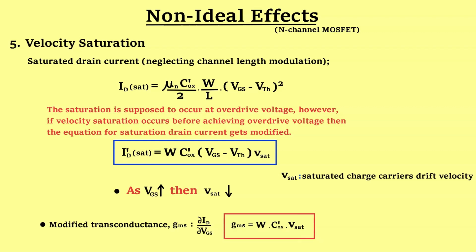Similarly, we have modified transconductance, which is equal to depletion width times capacitance per unit area times saturation velocity. This transconductance becomes independent of drain to source voltage and gate to source voltage when velocity saturation occurs.